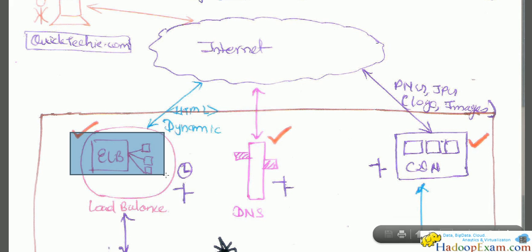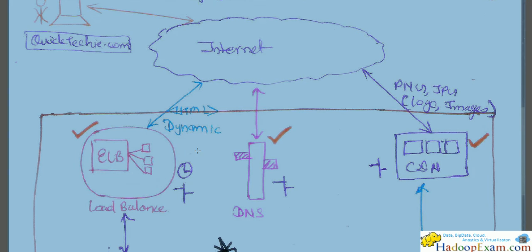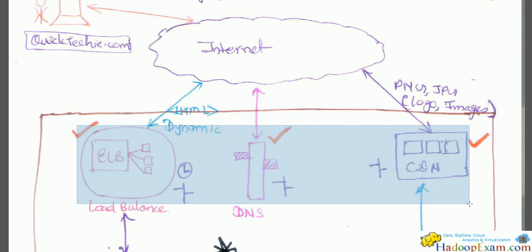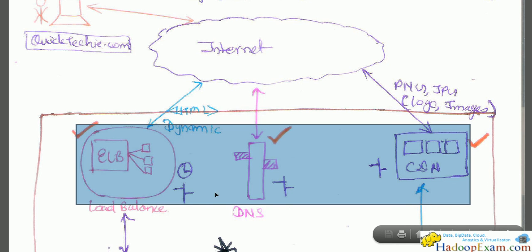ELB, Elastic Load Balancer, is managed by Amazon Web Services. You are not responsible. You just create an ELB and you use it. You create DNS, you create a CDN and use it. But if something goes wrong with the ELB, who is responsible? Amazon is responsible if something goes wrong with the ELB.